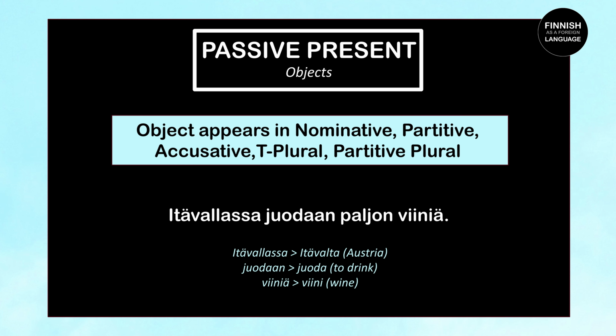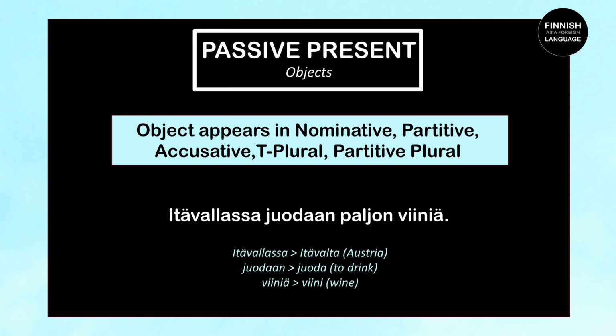Its basic form is juoda, which means to drink. Paljon here means a lot of, and viiniä means wine. It's standing here in the partitive case. Let's repeat. Itävallassa juodaan paljon viiniä means in Austria they drink a lot of wine, or a lot of wine is being drunk in Austria.